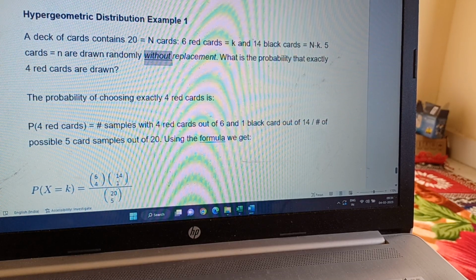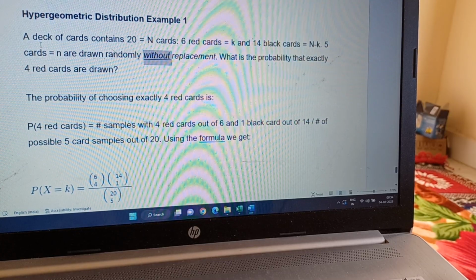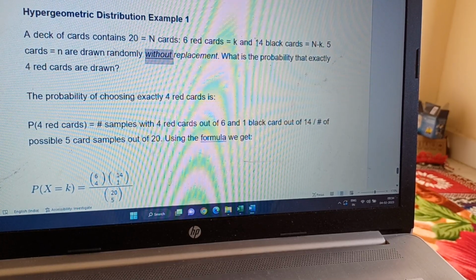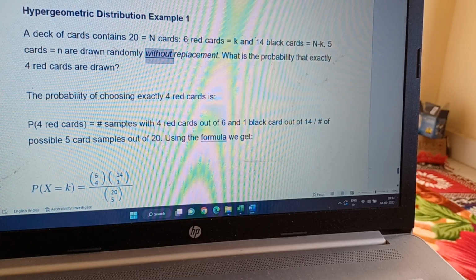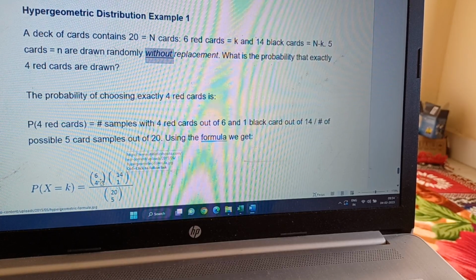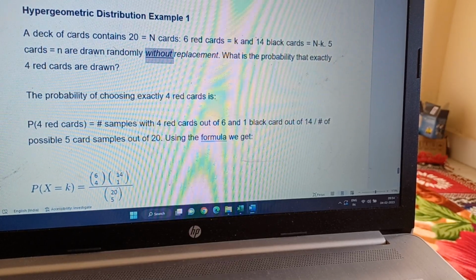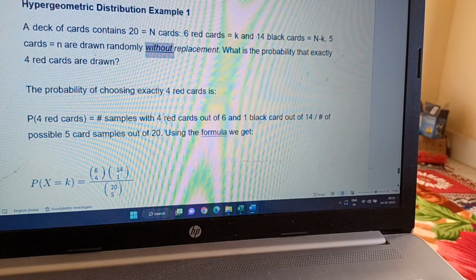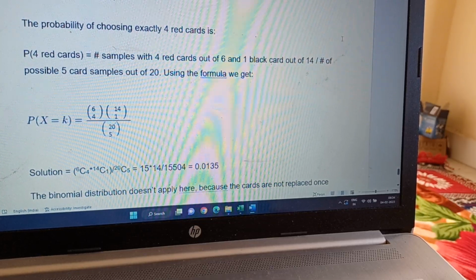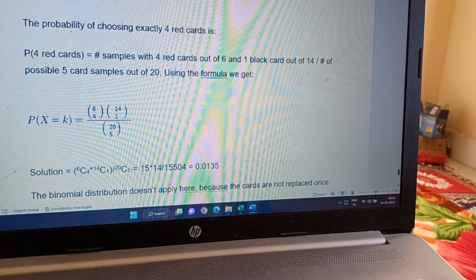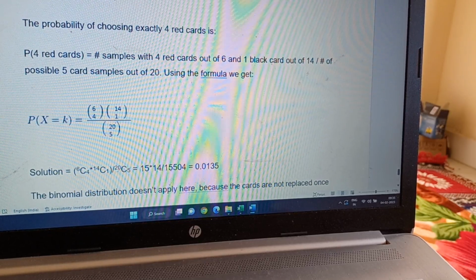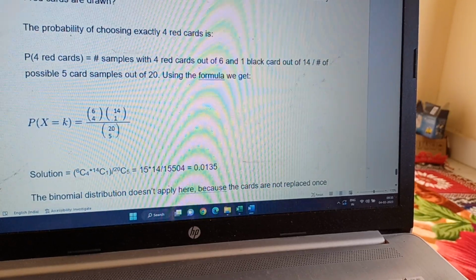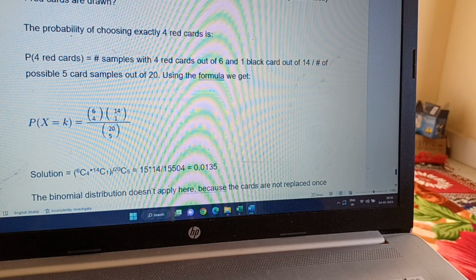So you have to think it this way, exactly 4 red cards. There are total 6 red cards, and out of that 4 red cards are drawn, means the number of possible combinations will be 6 choose 4. So that is what I wrote. 6 choose 4 is the number of ways for 4 red cards, and then what is left? Out of 5 total, small n is equal to 5, 1 card is left out of 14 black cards. So one of the cards is black because out of 5, 4 are red and 1 is black.